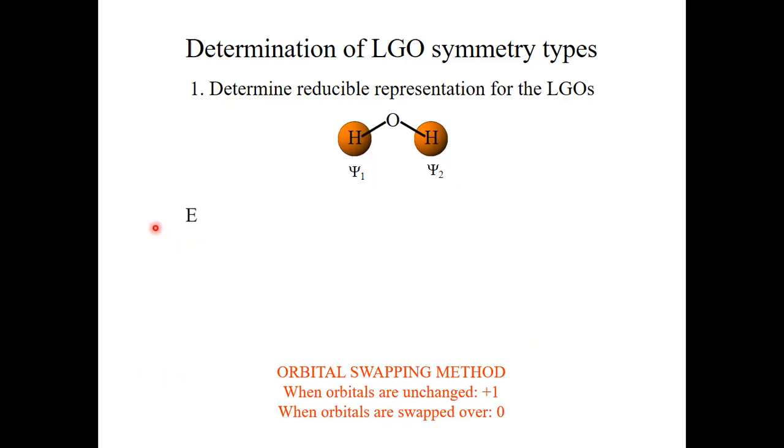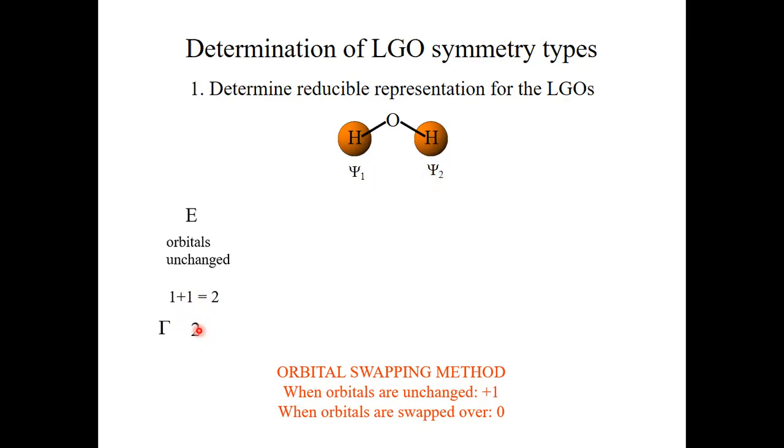We can start with the identity. We have to ask ourselves, as we apply the identity operation, do psi1 and psi2 get swapped? Psi1 stands for the first 1s orbital, psi2 stands for the second 1s orbital. You probably remember, the identity operation never does anything. For that reason, each 1s orbital gets the character 1, and we sum these up. So we have overall 1 plus 1, that gives 2, and that gives the first character in our reducible representation.